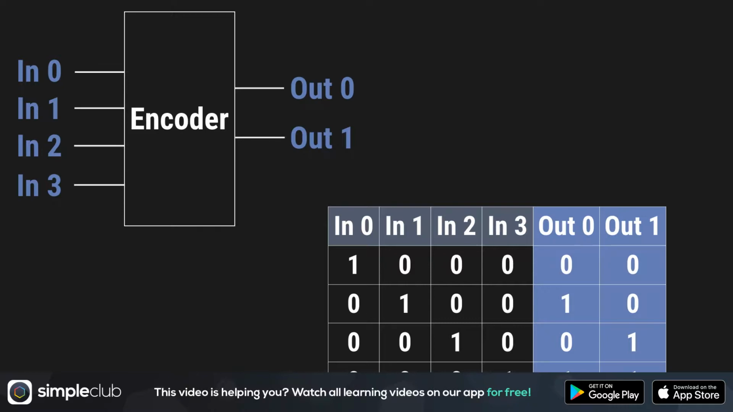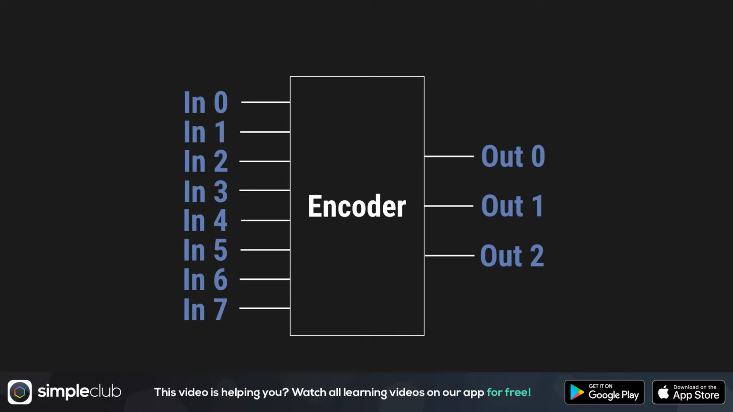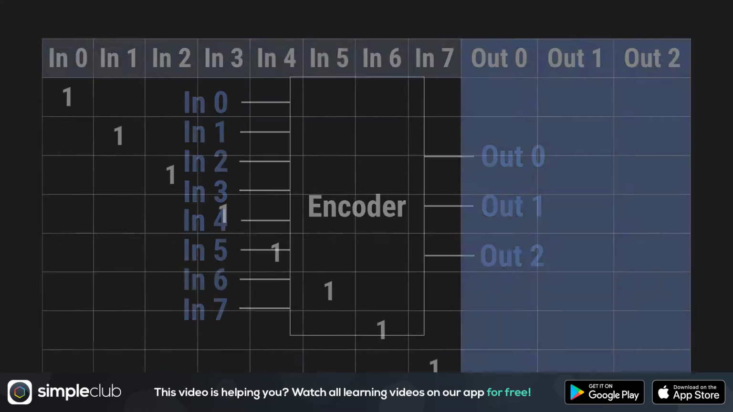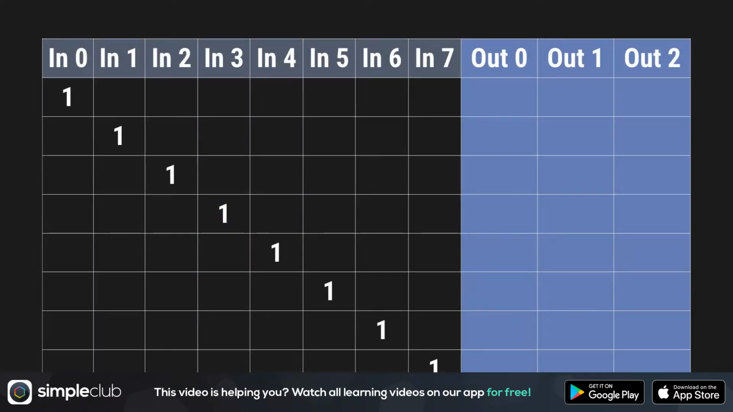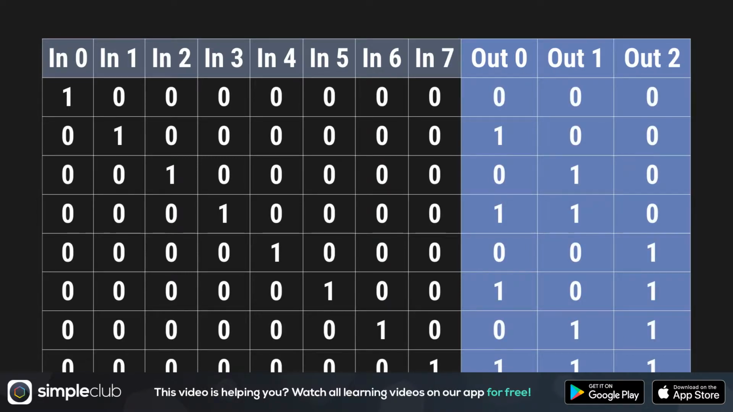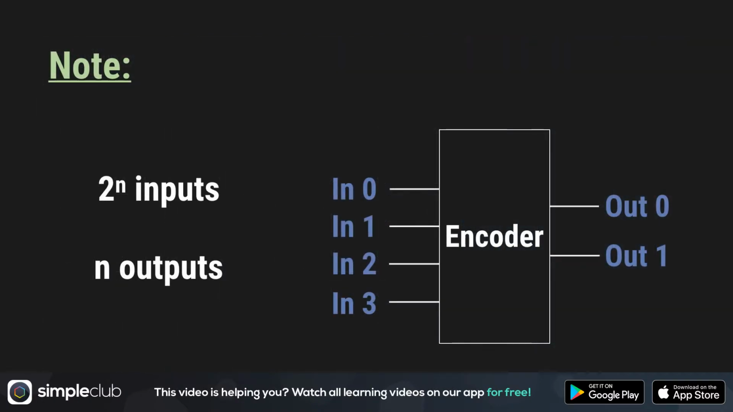Like a decoder, an encoder may also feature a larger number of inputs and outputs. An 8 to 3 encoder would look like this. Once again, each input features a single 1. And now the 3 outputs form a 3-digit binary number. So what we need to remember is that an encoder always has 2 to the nth power inputs and n outputs. So it's essentially just the opposite of a decoder.